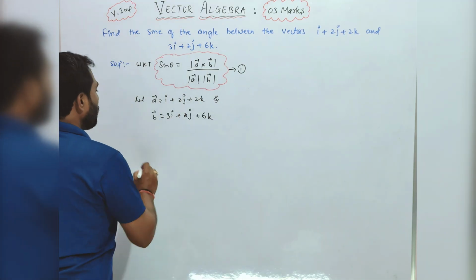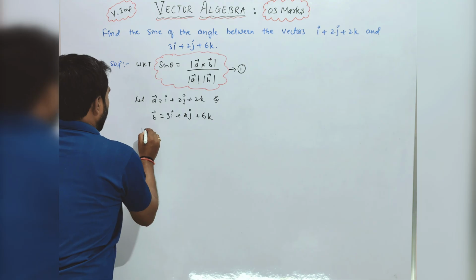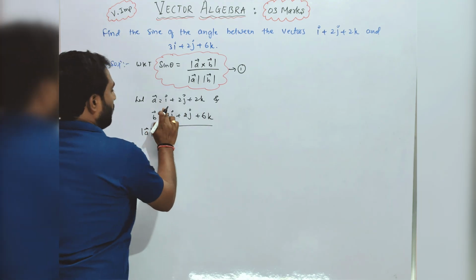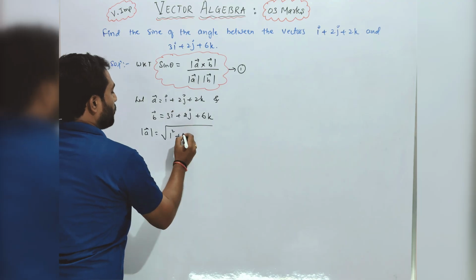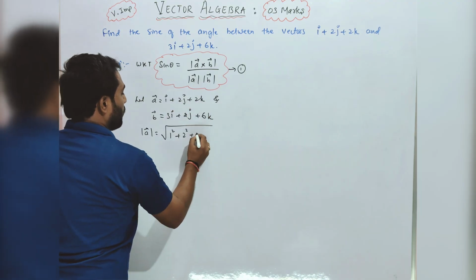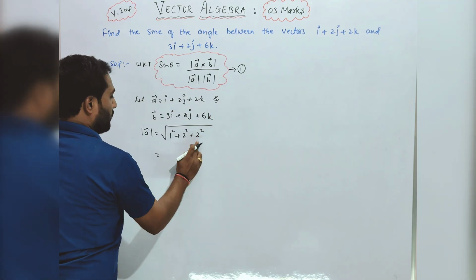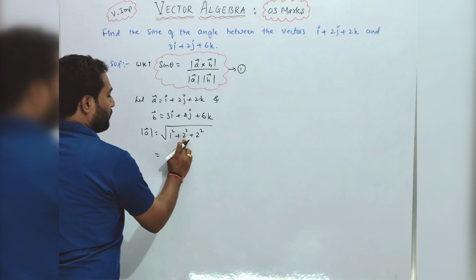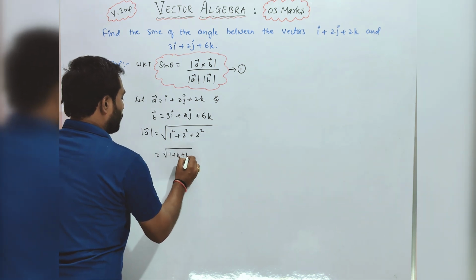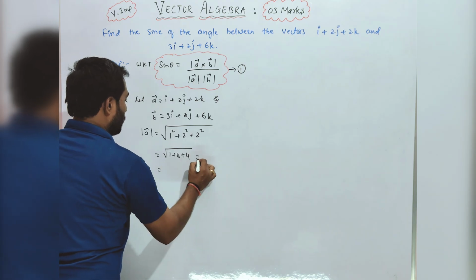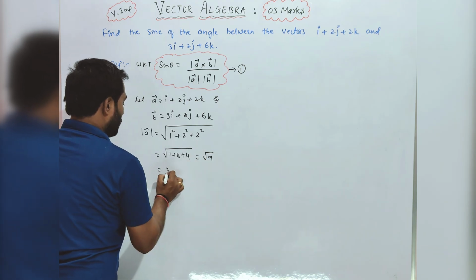Let us see. First, let us find the modulus of A. Modulus of A, i coefficient is 1, so 1 square, plus j coefficient is 2, 2 square, plus 2 square again. So this is 2 square is 4, plus 4, plus 1. So this is 1 plus 4 plus 4. So this is equals to root 9. So this will be 3.